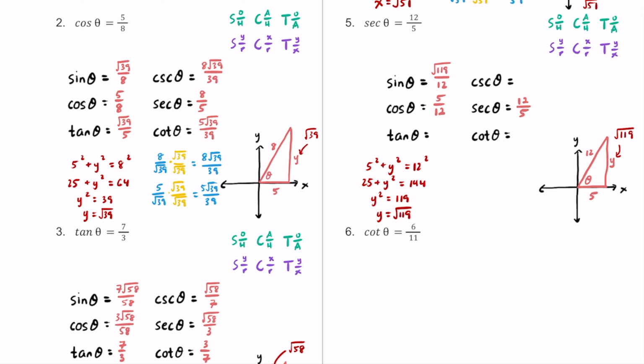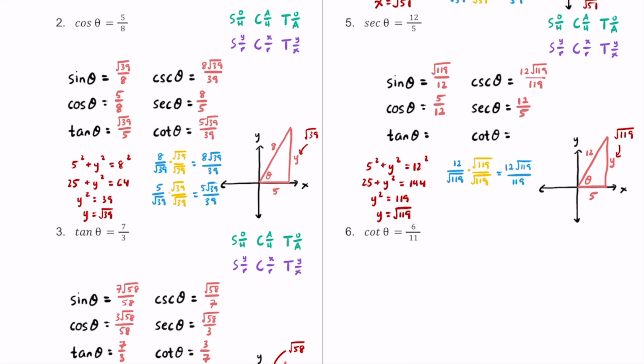And then for cosecant over here, let's flip that upside down, and then we're going to have to rationalize the denominator. So we'll have 12 over root 119. If we rationalize this, let's multiply this by root 119 over root 119. And when we do that, we get 12 root 119 over 119. Okay, so we can write 12 root 119 over 119.